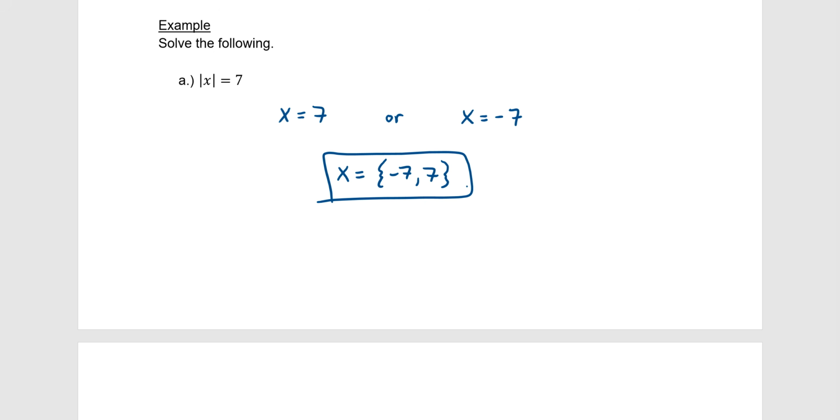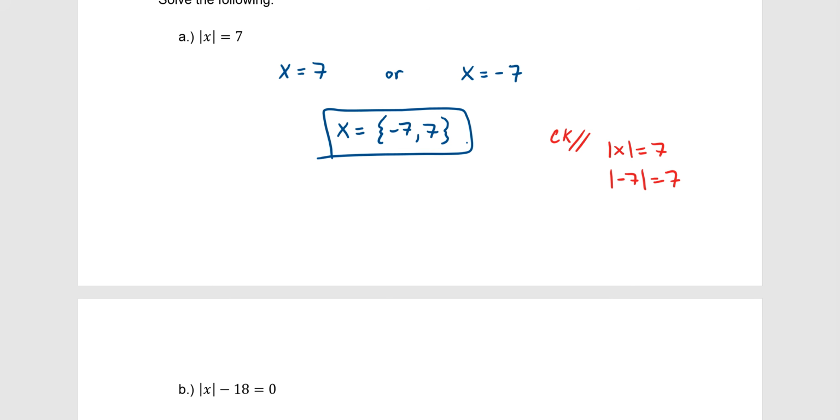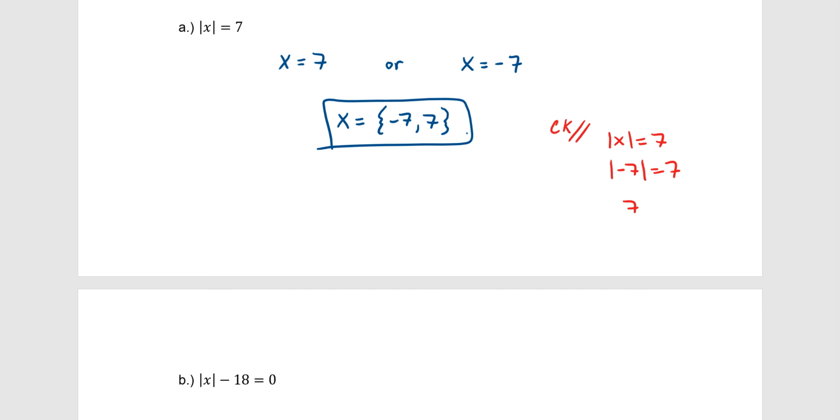So you can write it the way that I'm writing it, or you can just circle those answers. So if you wanted to check this, put a little check down here. If we wanted to check it for -7, for the absolute value of x equals 7, that's our original question. So plugging in a -7, we get the absolute value of -7 equals 7. That is true because the absolute value of -7 is +7, so we are good.